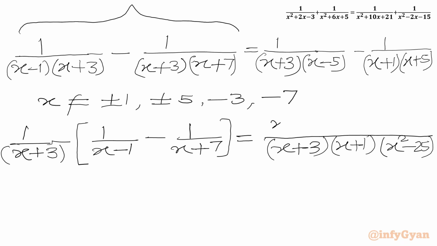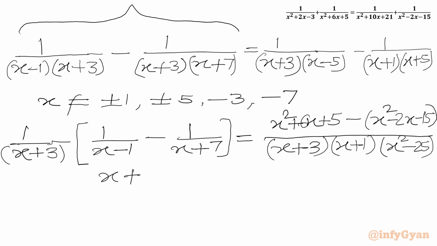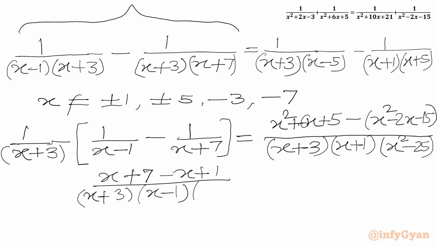In the numerator, we will multiply x plus 1 with x plus 5, so we will write x square plus 6x plus 5. And then we will subtract the product of x plus 3 with x minus 5, which is equal to x square minus 2x minus 15. Now in the LHS, we will take the LCM. So we will write x plus 7 minus x plus 1, over x plus 3 times x minus 1 times x plus 7.